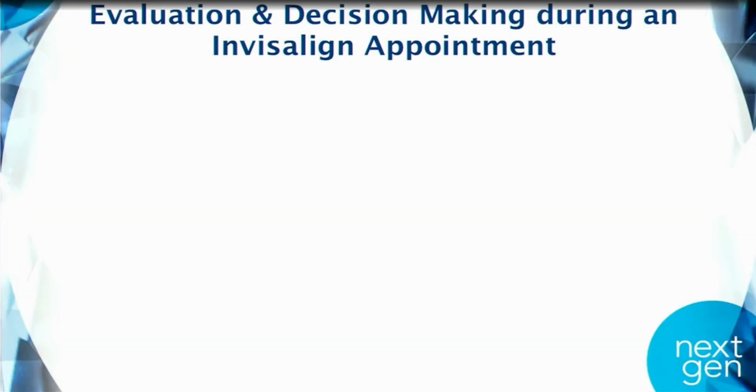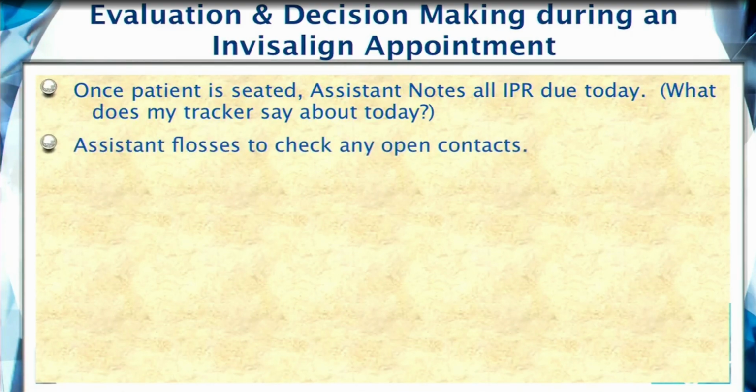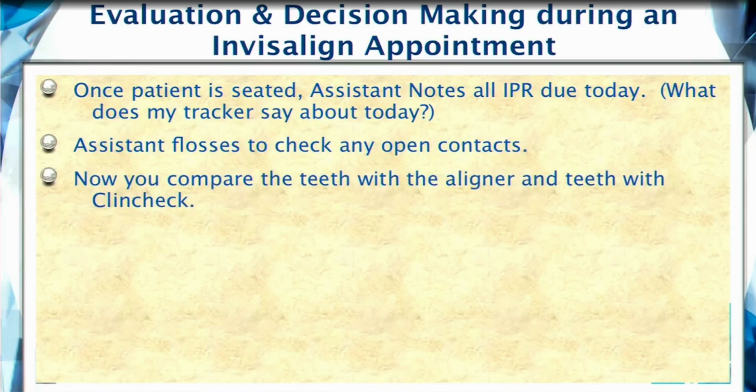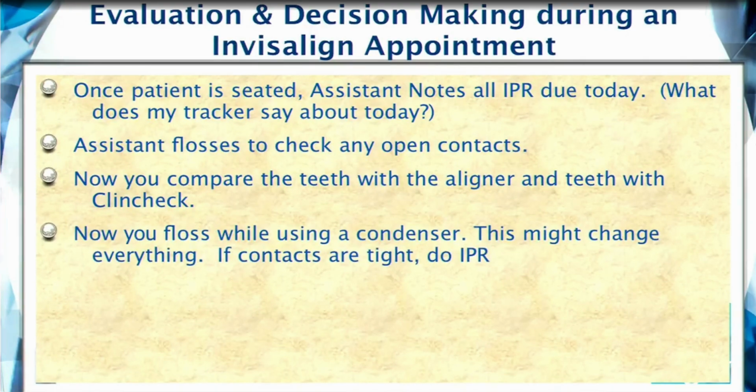Now here's the little process that you go through, the little 6 steps. Once the patient is seated, the assistant notes all the IPR that she thinks is due today, and what does my tracker say about today? Okay, the assistant flosses to check out any open contacts. Right, now you compare the teeth with the aligner and the teeth with the ClinCheck. Now you floss using the condenser. This might change everything. If the contacts are tight when you do that, then what are you going to do? You're going to do IPR.